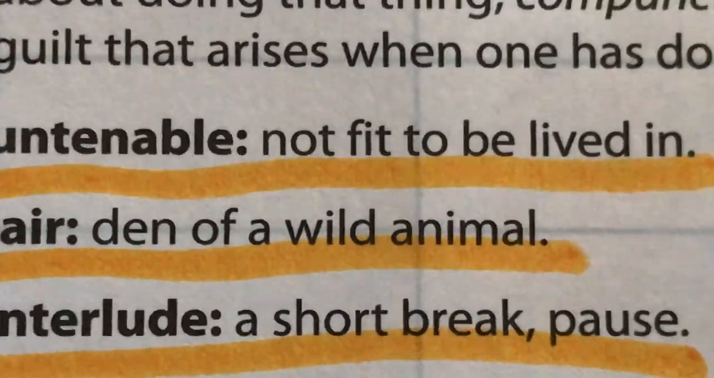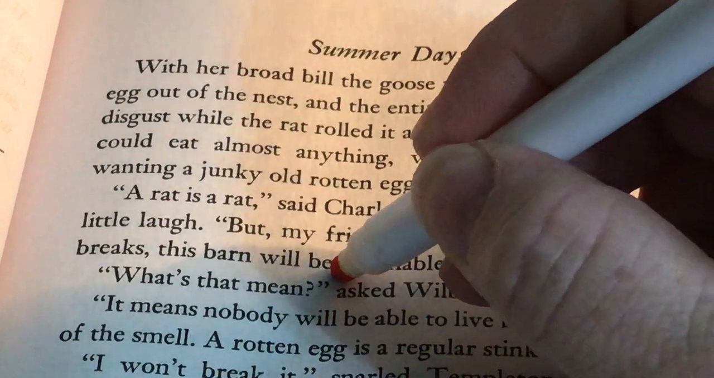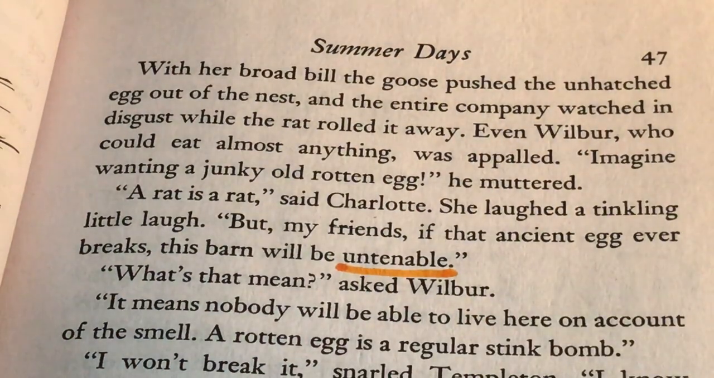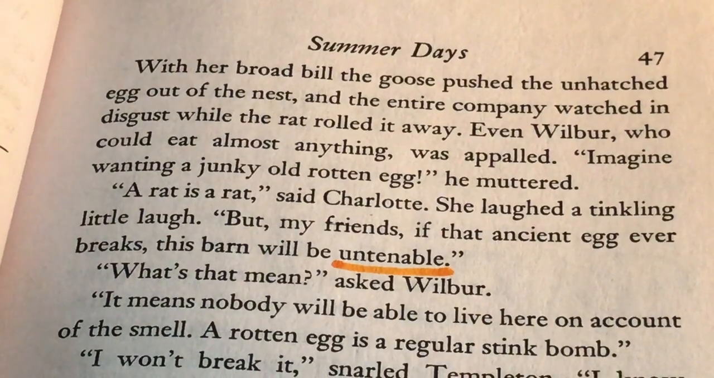Do you remember what untenable means? Untenable means not fit to be lived in. Why would the egg breaking make the barn untenable? Let's read. I think Charlotte will explain it.